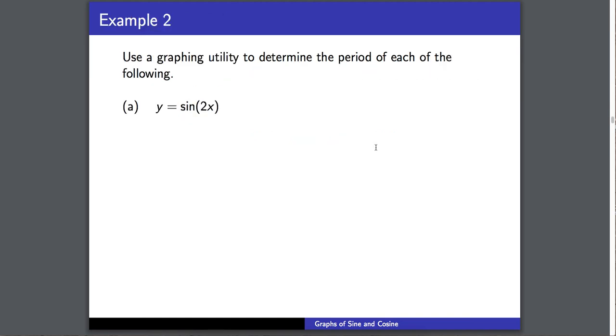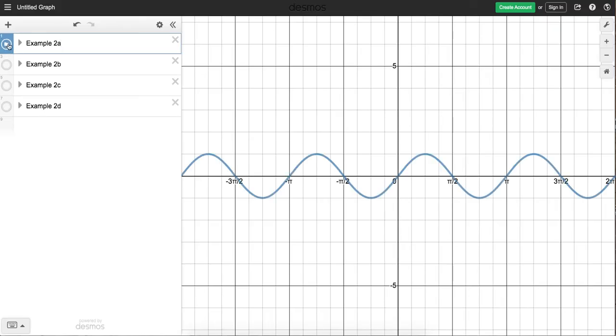So example 2, use a graphing utility to determine the period of each of the following. So we're going to start with y equals the sine of 2x. So let's take a look at the sine of 2x. So here's our sine wave for 2x. And I'm going to use the wavelength analogy and determine, okay, so we have a top, a relative maximum here at pi over 4 and another relative maximum at 5 pi over 4.